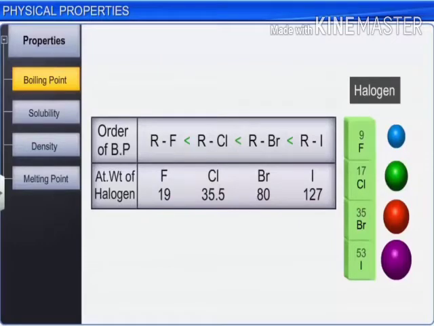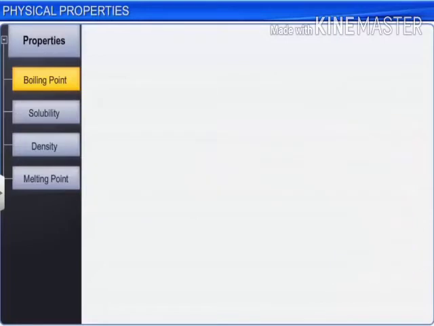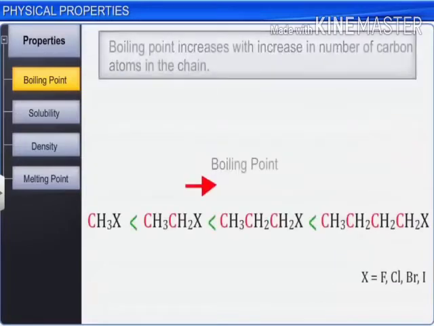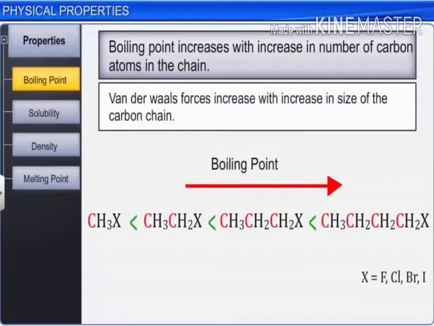This is due to an increase in the magnitude of van der Waals forces of attraction with an increase in size and mass of the halogen atom. Thus, among the alkyl halides, alkyl iodides have the highest and alkyl fluorides have the lowest boiling points. For a given halogen, the boiling point increases with an increase in the number of carbon atoms in the chain. This is again due to the increase in the magnitude of van der Waals forces of attraction with an increase in the size of the carbon chain.